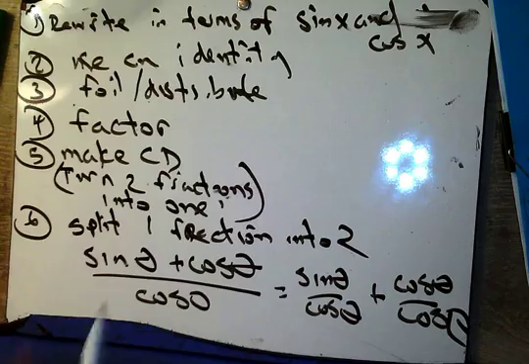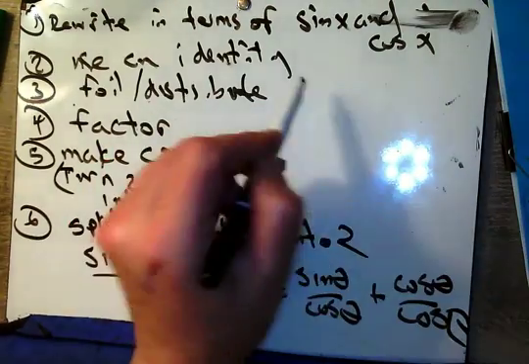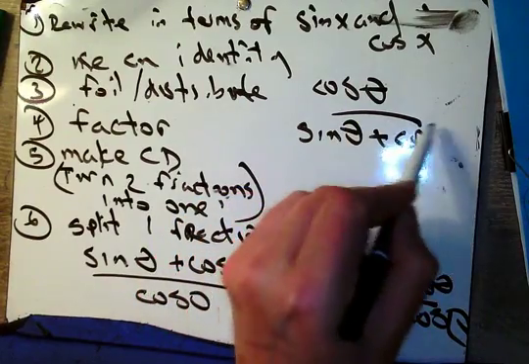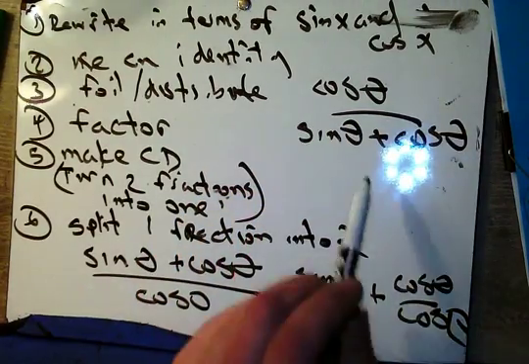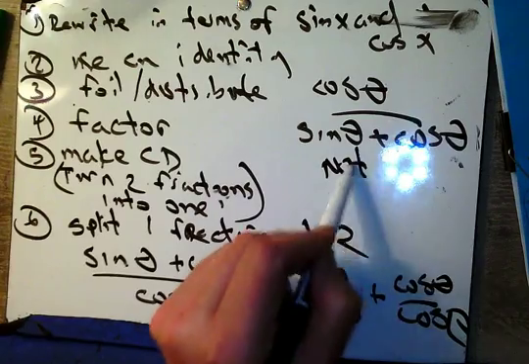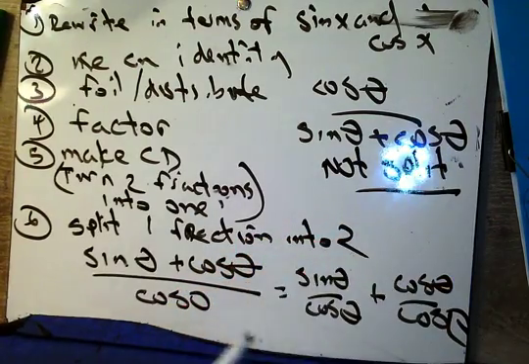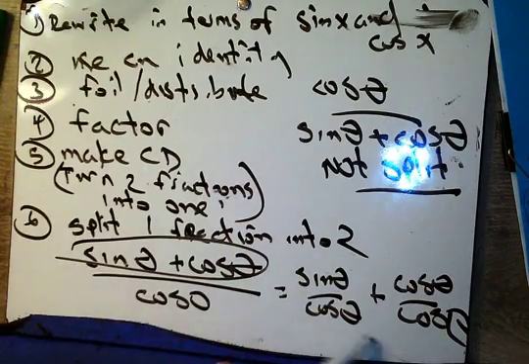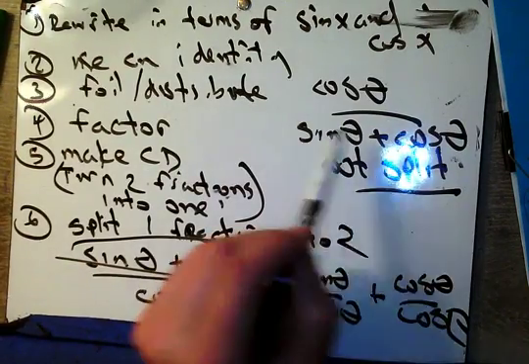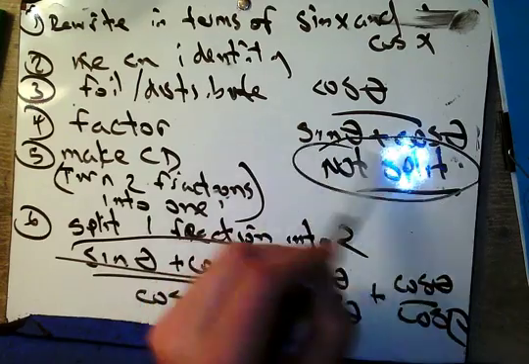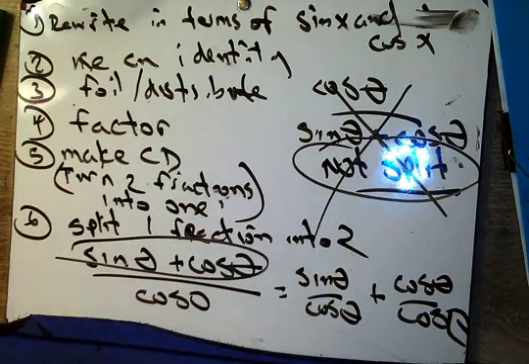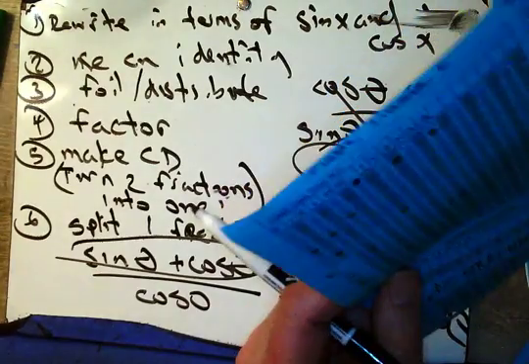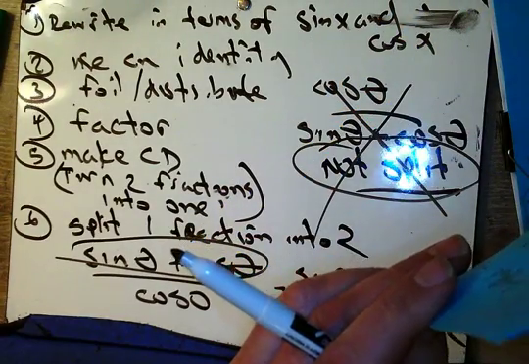But what you can't do is this. Cosine theta on the top, sine theta plus cosine theta on the bottom. This does not split. Okay? 2 or more things on top, I can split the fraction up. 2 or more things on the bottom, no, I can't split that up. So don't even try. Okay? All right. Let's see if we can go through a couple more of these.